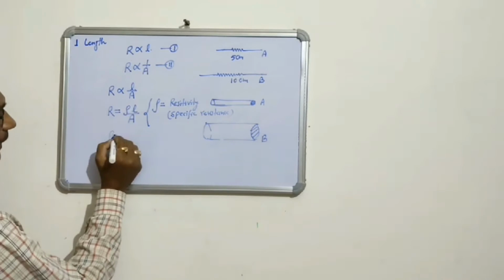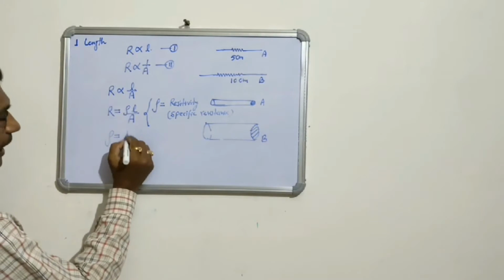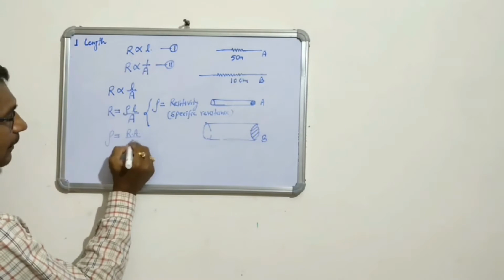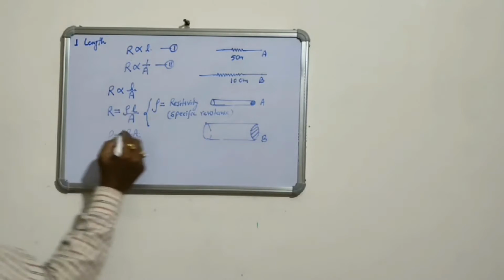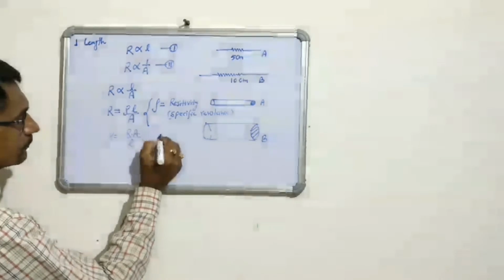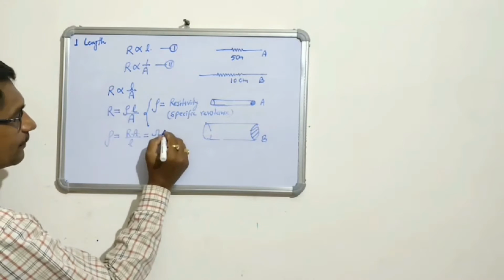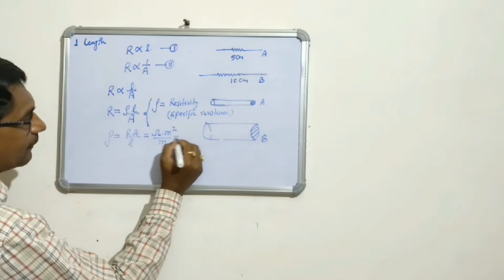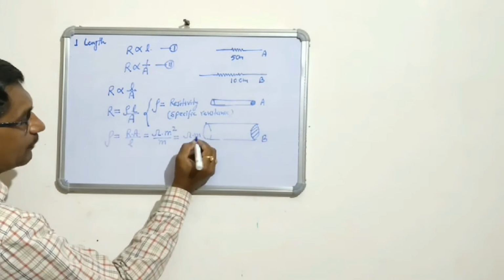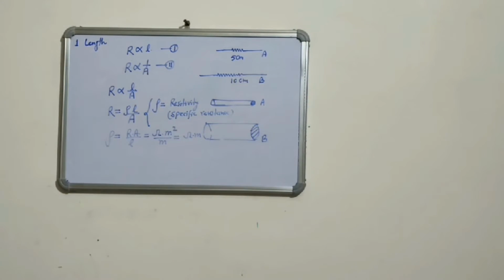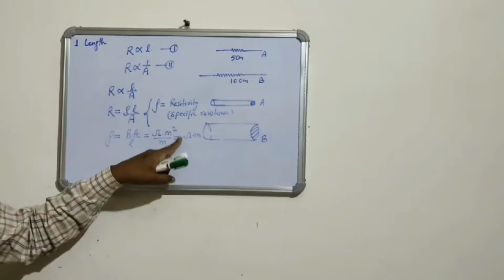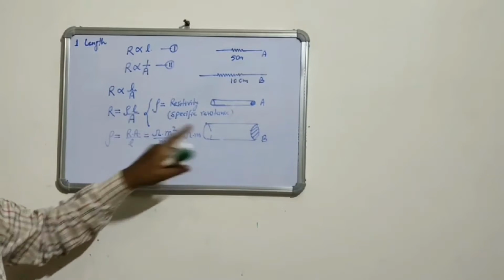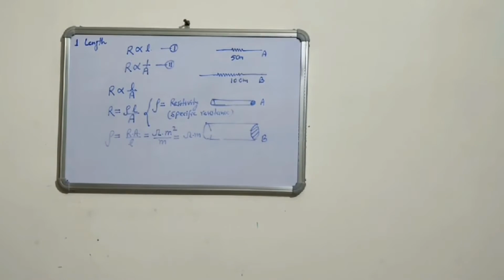Let us find the unit of rho. Rho is RA upon L. The unit of resistance is ohm, the unit of cross section area is meter square, and the unit of length is meter. That's why the unit is ohm into meter. So we can say the unit of resistivity or specific resistance is ohm meter.